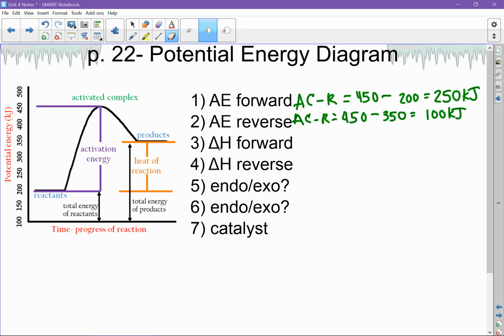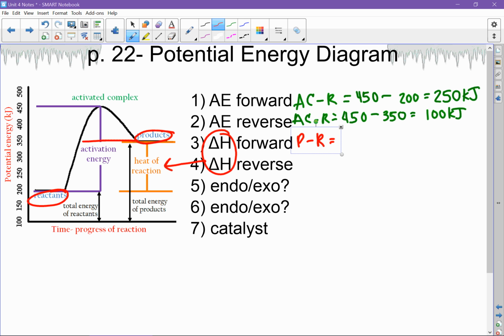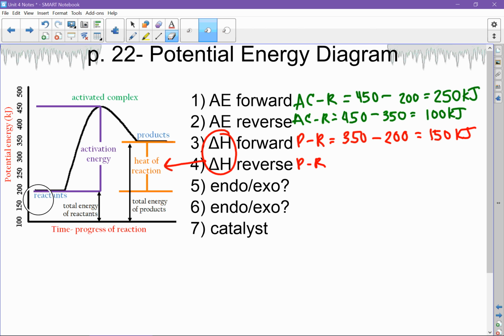Okay. Now let's try to calculate delta H, remember? If you're not sure of what that symbol means, this is a way to shorten heat of reaction. So the formula for that, we're going to do products minus reactants. If we're going forward, here are products, here are reactants. Be careful of the order. So products, 350 kilojoules of energy, minus reactants, 200. So the delta H there is 150 kilojoules. But if I go in reverse, I'm still going to do products minus reactants, but their locations are going to flip.